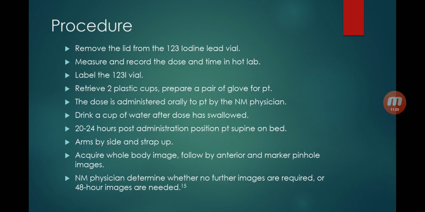Remove the lead from the iodine-123 lead well. Measure and record the dose and time in the hot lab. Label the iodine-123 well. Retrieve 2 paper cups. Prepare a pair of gloves for the patient. The dose is administered orally to the patient by the nuclear medicine doctor. Then give the patient a cup of water to drink.